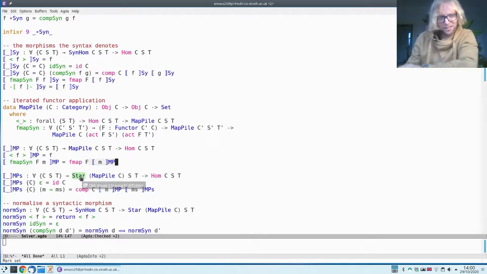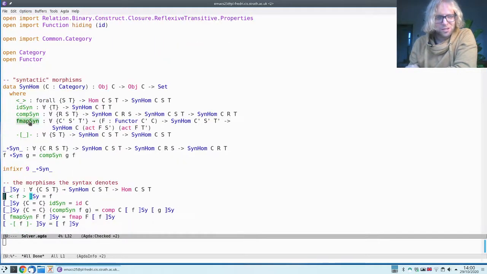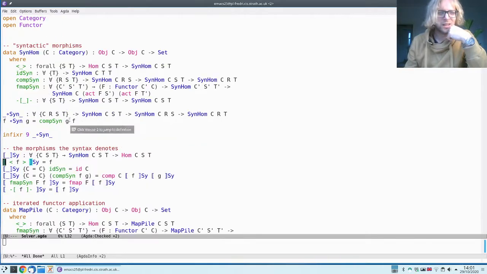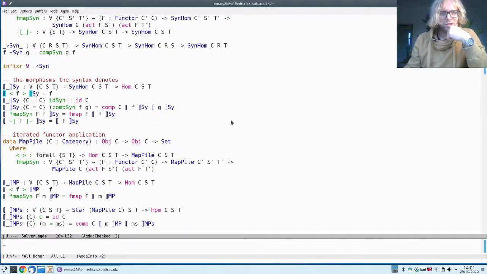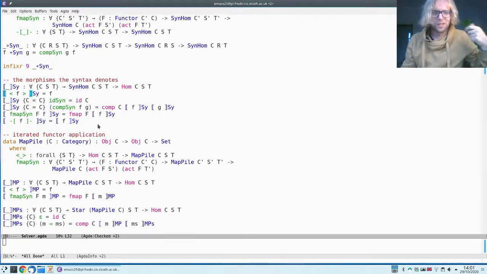And this is the other important part of the puzzle, is that these syntactic morphisms are no better than the real morphisms, right? So we want to normalize these, and the way we do that is we are first of all going to remove all the identities and distribute F maps over compositions, etc. But we're also going to make sure that all the bracketing is done in a canonical way. So I think we're going to push all the brackets to the left.